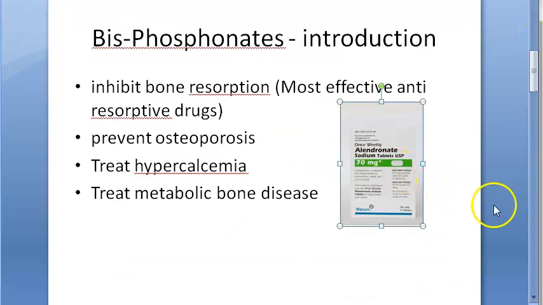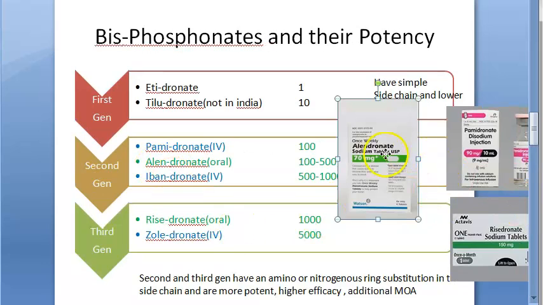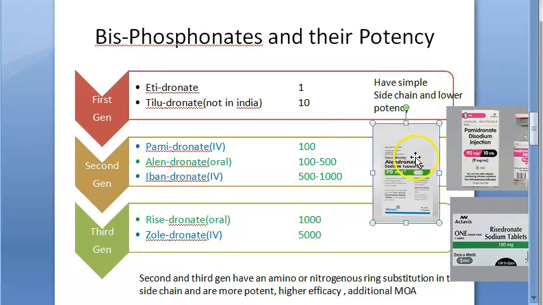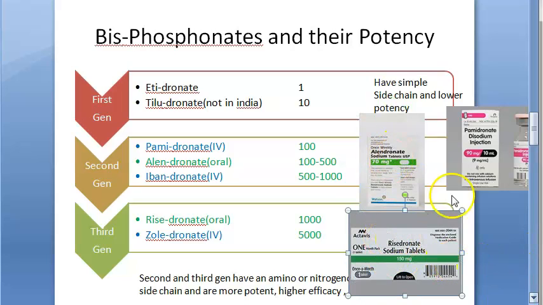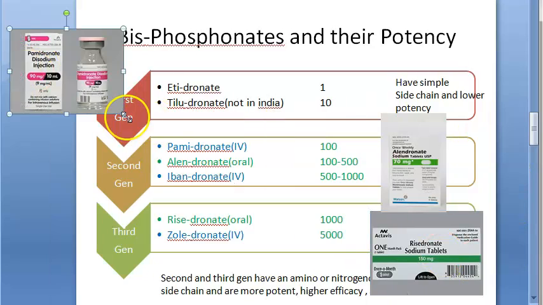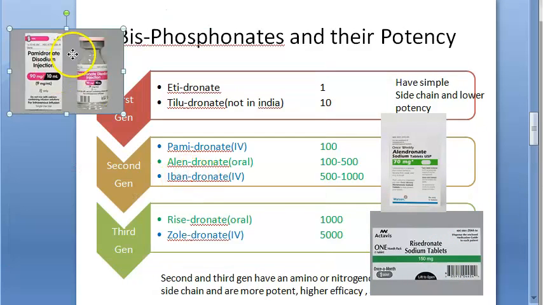This is Alendronate. Alendronate is given orally. All these green ones are oral. Risedronate and Alendronate are what? Oral. And Pamidronate. Look at Pamidronate here. Pamidronate is an injection. This is second generation. Correct? So this is Pamidronate.